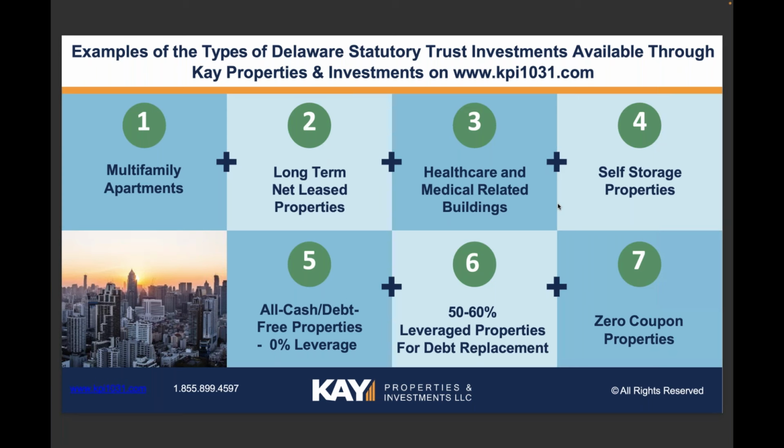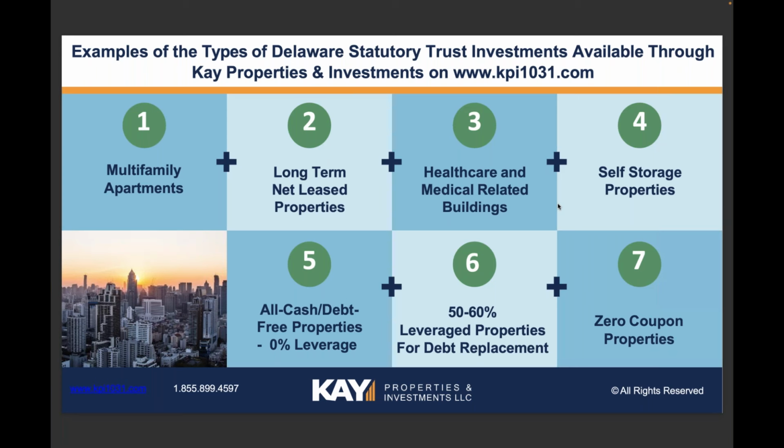So you typically want to build that diversified portfolio, which is something that those considering Delaware Statutory Trust investments are keenly aware of and interested in. Number three, healthcare and medical related buildings. We've done a lot of work with tenants like DaVita Dialysis and Fresenius Dialysis and other medical related tenants. You've also got, like I mentioned before, self-storage properties available.